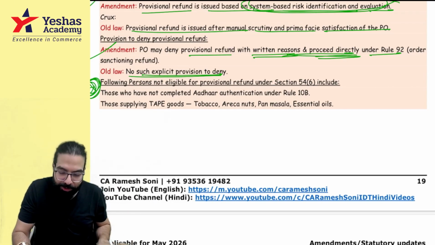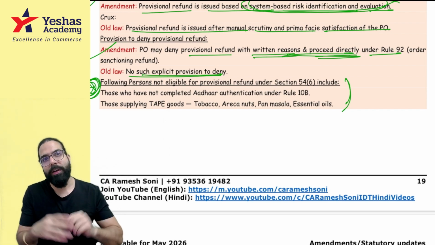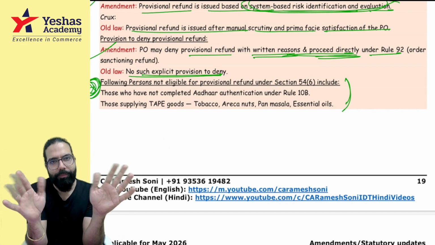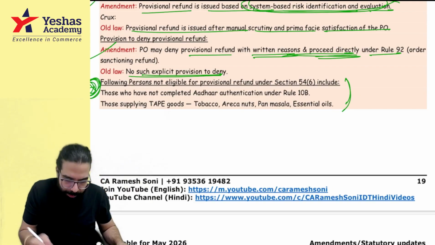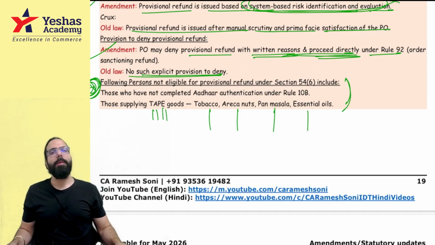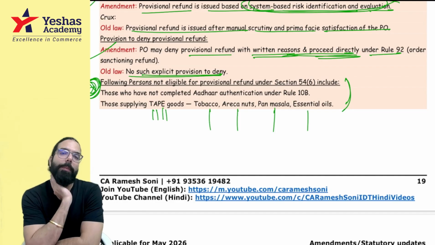Please write it down in your chart book, these two lines, and keep. People who are not doing Aadhaar authentication. No Aadhaar authentication, no provisional refund. No Aadhaar authentication, no provisional refund. Remember. Secondly, TAPE. TAPE: Tobacco, Areca nuts, pan masala, and essential oil. Whoever is supplying, no provisional refund. Final refund only. Sir, who are the people who will not be given?